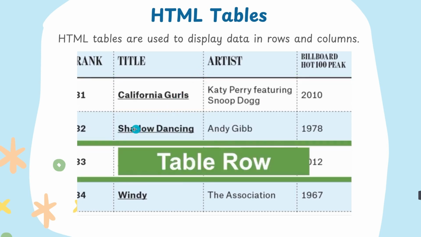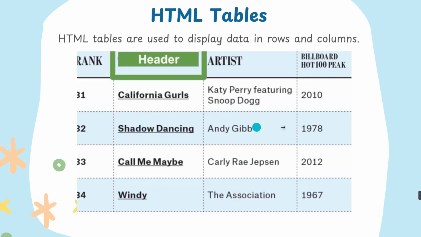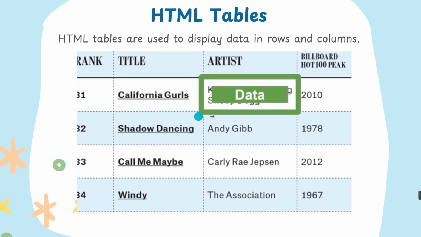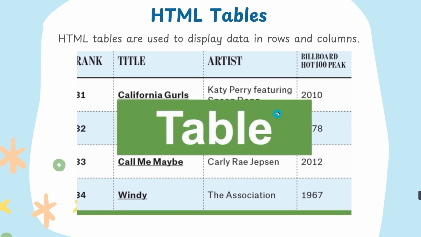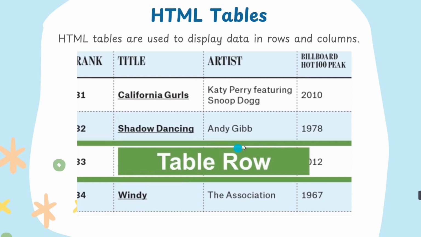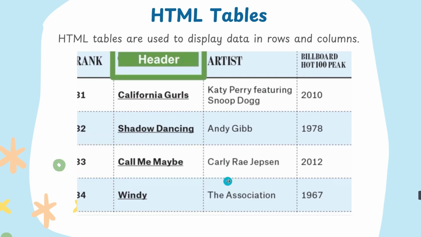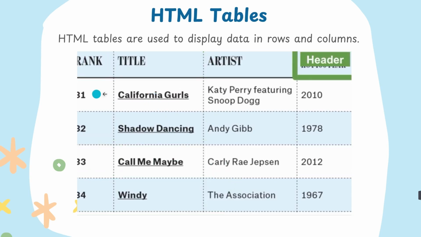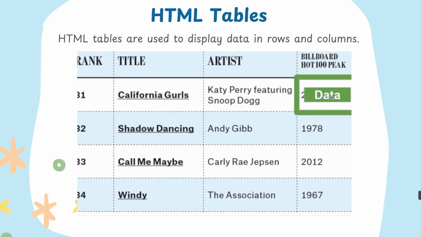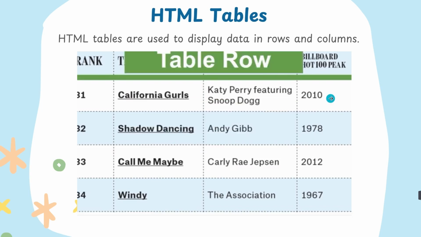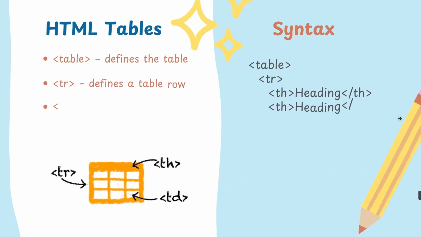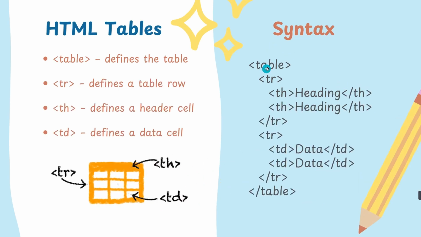And these individual rows represent the table rows, this full horizontal line, and every row is created using the table row tr tag. These individual cells that you see here are called table data, and they can be created using the td tag.